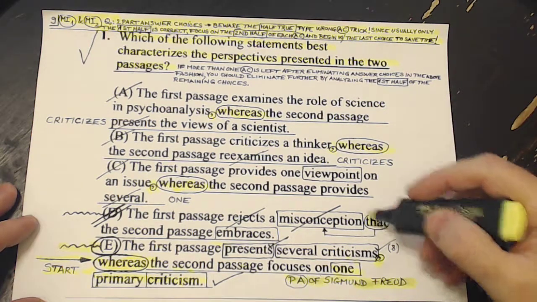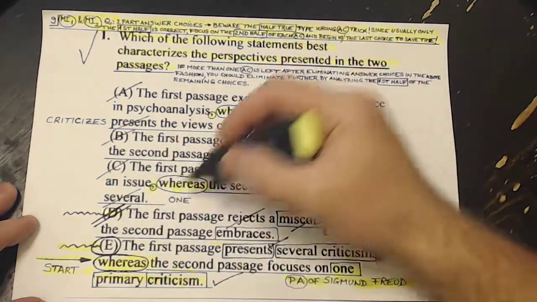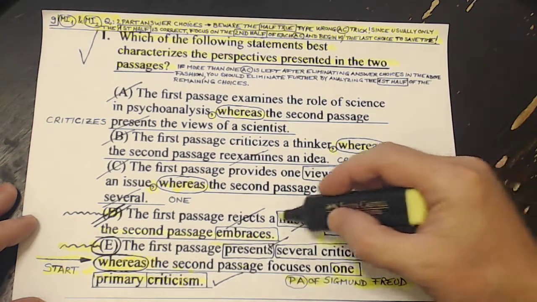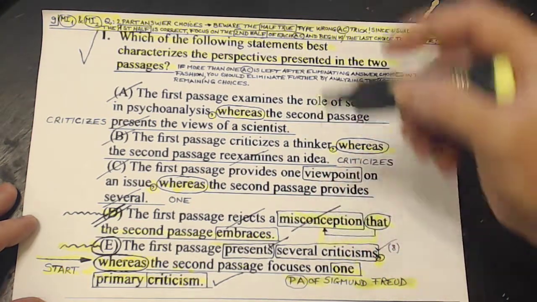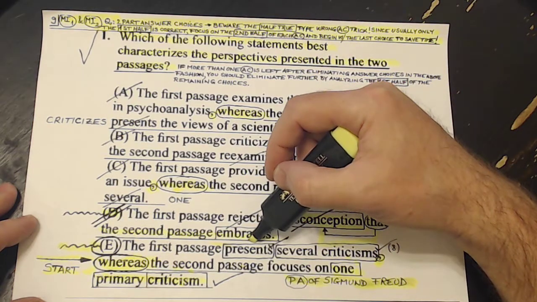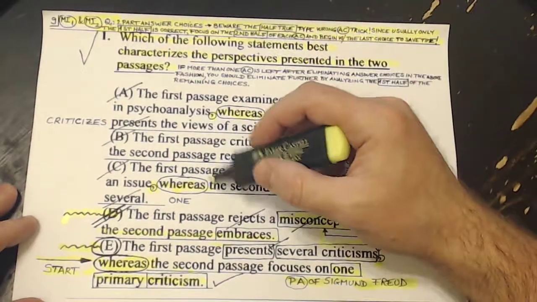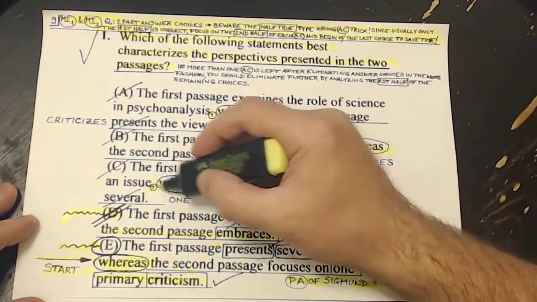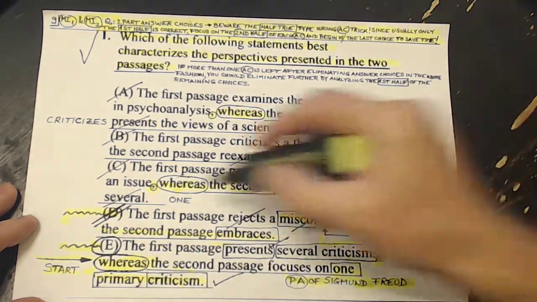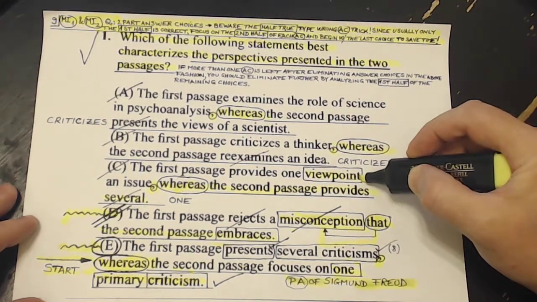Now let's look at the next choice, choice D. It says that the second passage embraces. So here that refers back to a misconception, okay? So the second passage embraces, I'm not sure about this, so I'm always easy with the maybe. I keep that. I go for the easy kills. Comma, whereas, let's go to the second half. It says that the second passage provides several viewpoints, okay?